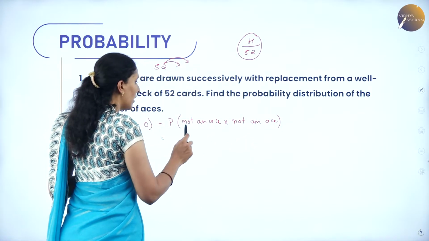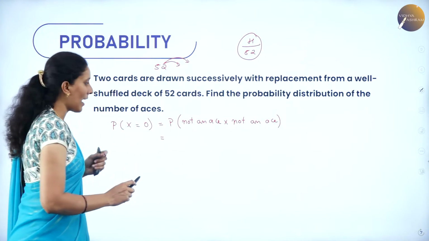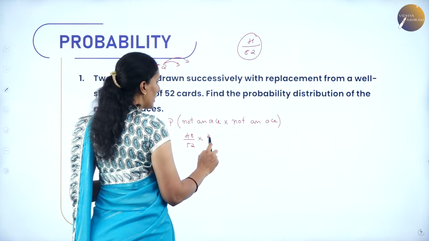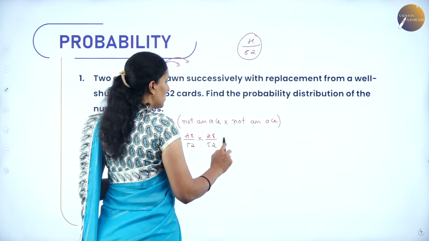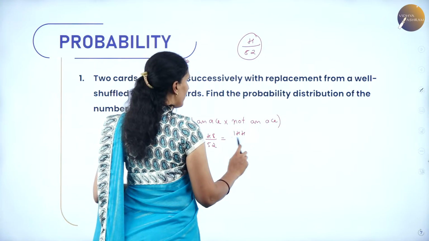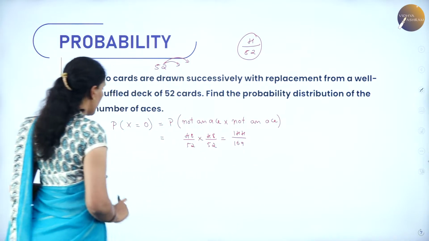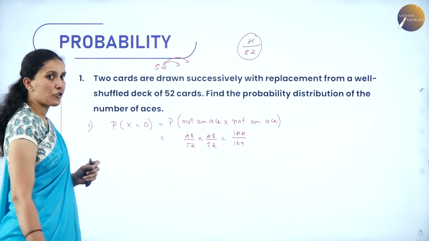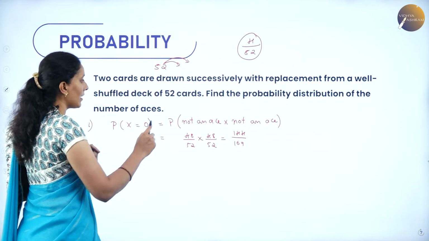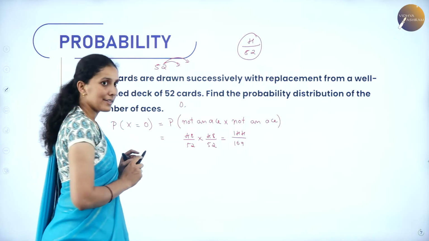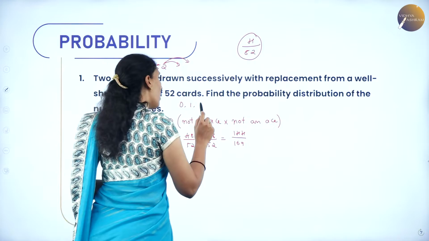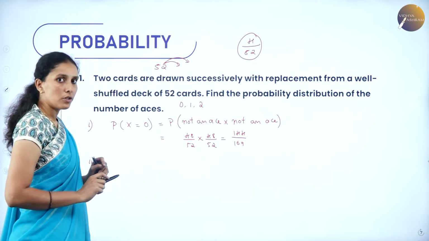So, that is not an ace means it is exactly 48 by 52 into 48 by 52. When you cancel this, you will get the value as 144 divided by 169. Now, this is my first random variable. My second random variable: either I can get 0 aces out of 2 cards, or 1 ace out of 2 cards, or 2 cards are also aces.